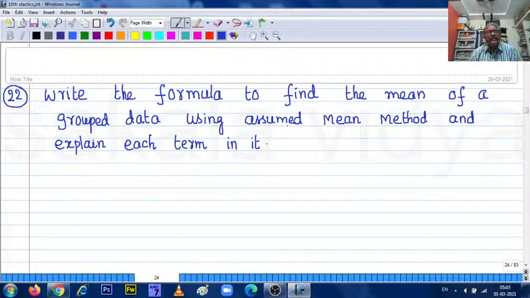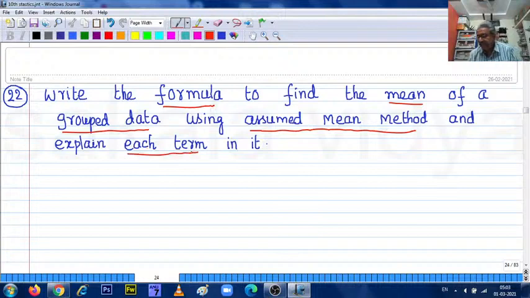So all of you just read the question very carefully. Write the formula to find the mean for grouped data using the assumed mean method, and we need to explain each term or each letter in the formula. First of all, write down the formula. After that, each letter needs to be discussed in a very clear manner, addressing what is meant by each letter involved in the given formula. So now let us write the solution.